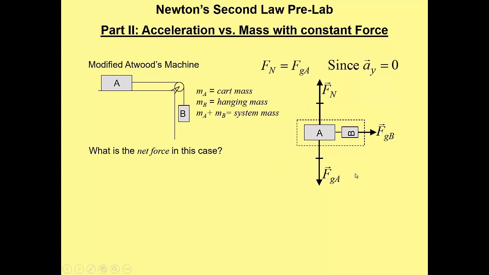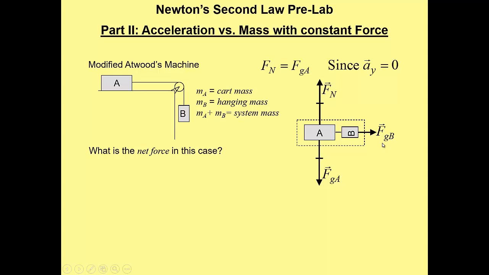Right? So look at our force diagram. That's why we drew it. What force is unbalanced? What's causing the net force? Do you see it? Yeah. It's the force of gravity on B. It's the weight of the hanging masses. Right? The force of gravity on the hanging masses.